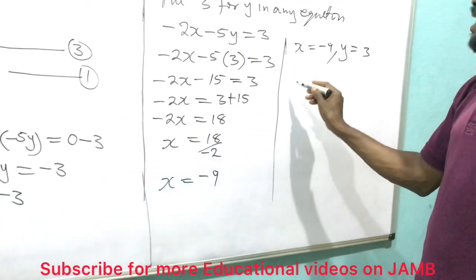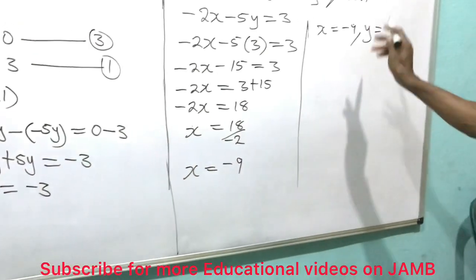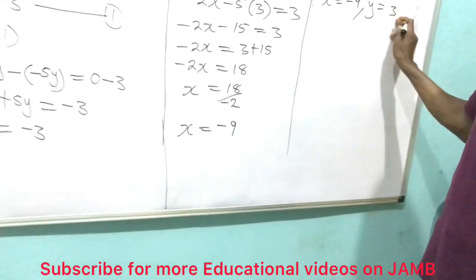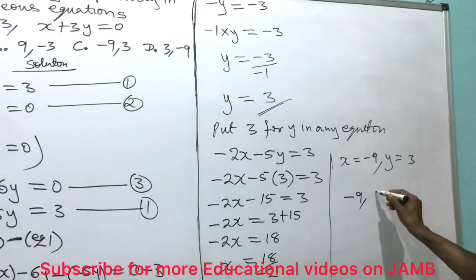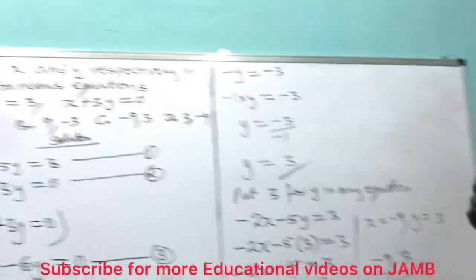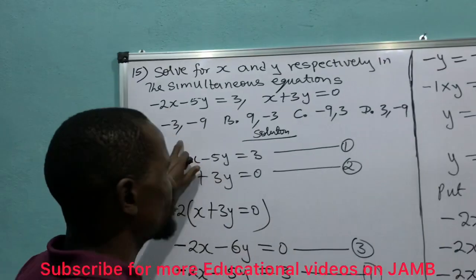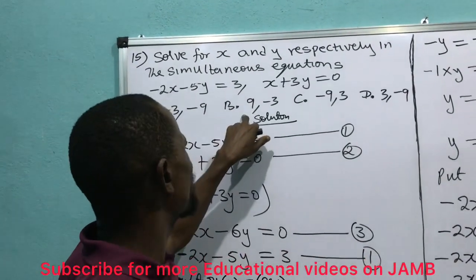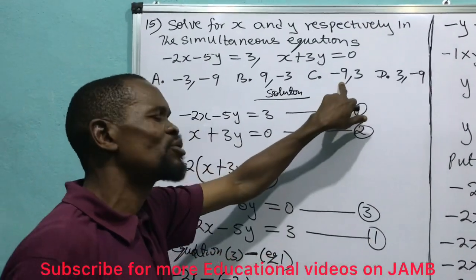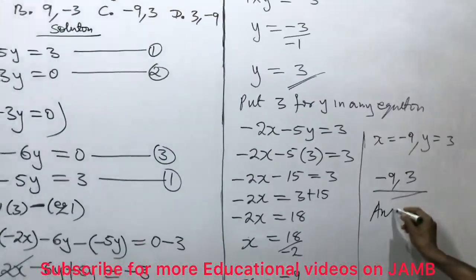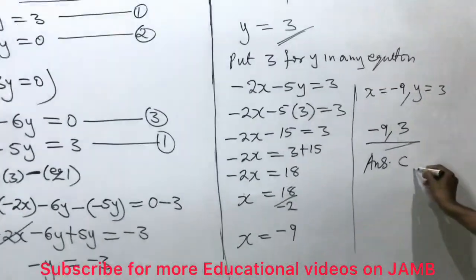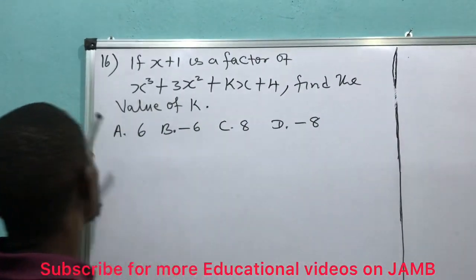And then I can now say that my minus 9 and 3 means that the value is minus 9, comma, for x and 3. Let's go to the options given to us. I look at this, it is not the option. I look at this, it is not the correct answer. I look at this, option C is the correct answer. I will now say my answer is C. That's the option.